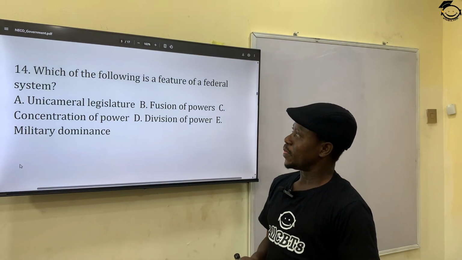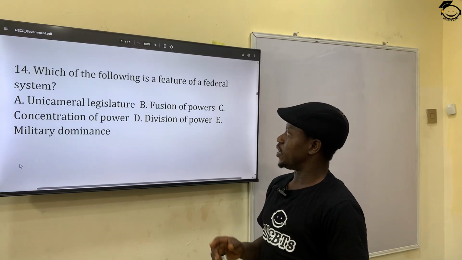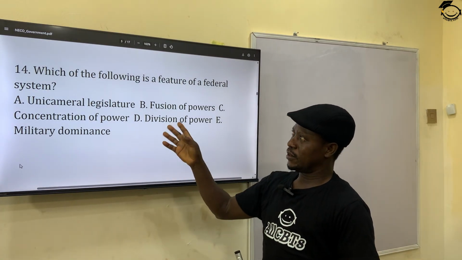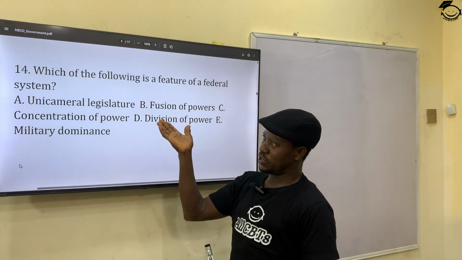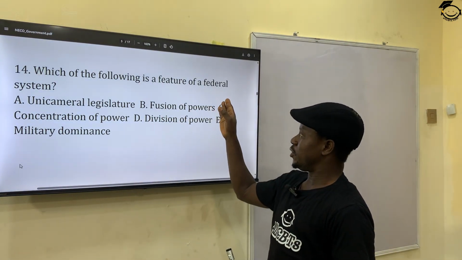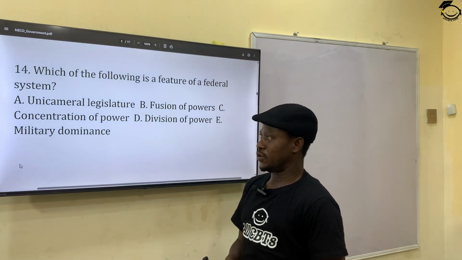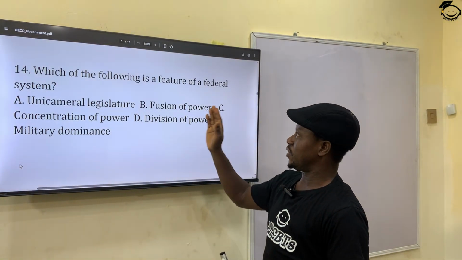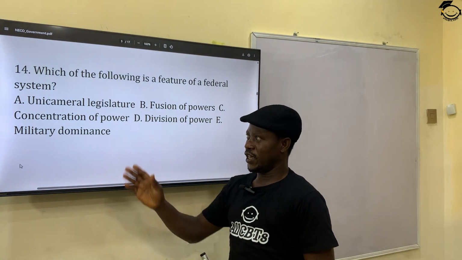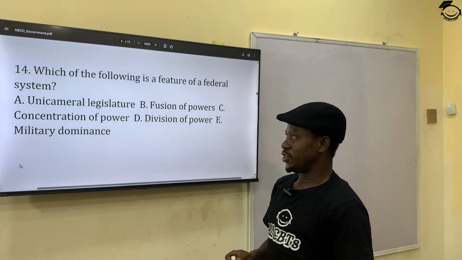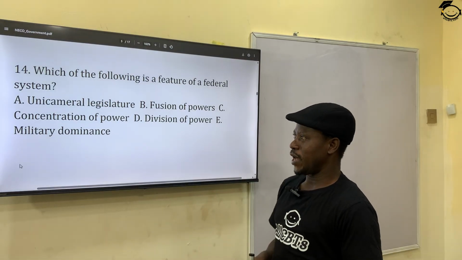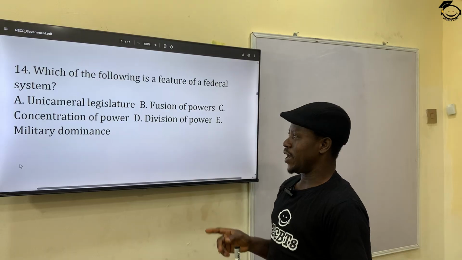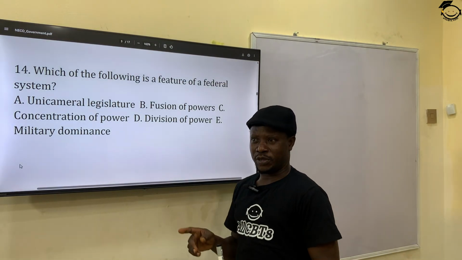Question 14. Which of the following is a feature of a federal system? In number 3 or number 4 questions we treated earlier, I did a little intro to federal system of government. So which of these is a feature, a characteristic of a federal system? A, unicameral legislature. B, fusion of power. C, concentration of power. D, division of power. And E, military dominance.